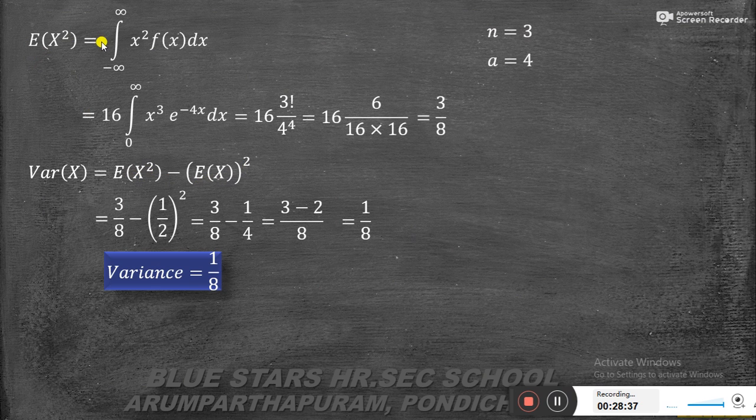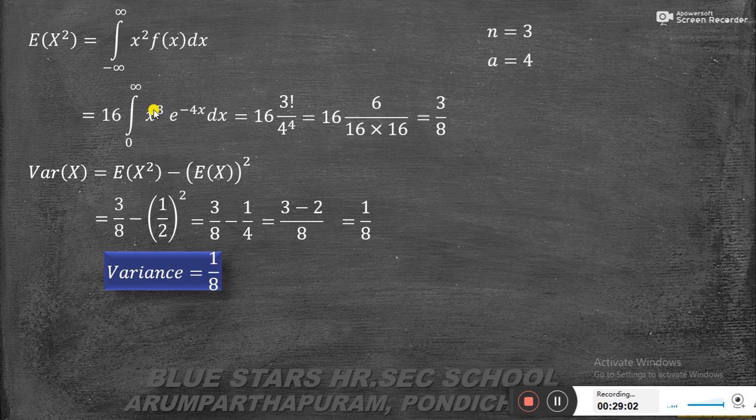Expectation of x square means this is the formula: integral from minus infinity to plus infinity of x square f of x dx. Here minus infinity to plus infinity means we split the integral: minus infinity to 0 plus 0 to infinity. From minus infinity to 0 the function is 0, so that integral vanishes. Plus 0 to infinity, the function is x square into 16x e power minus 4x.